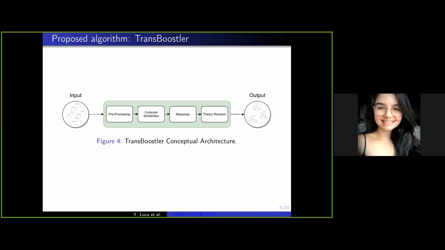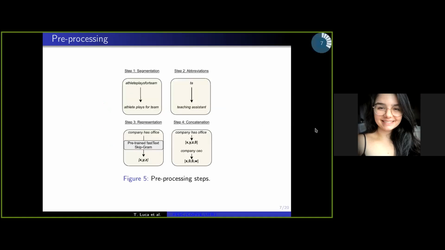The proposed algorithm is named TransBooster, and it has four main components: preprocessing, compute similarities, mappings, and then it applies theory revision to try to improve the model's accuracy. The preprocessing consists of 4 steps. The first step is segmentation. As predicates can be formed by 1, 2, or more words, we must segment them so they can become a small phrase, like athlete plays for team, which has 4 words.